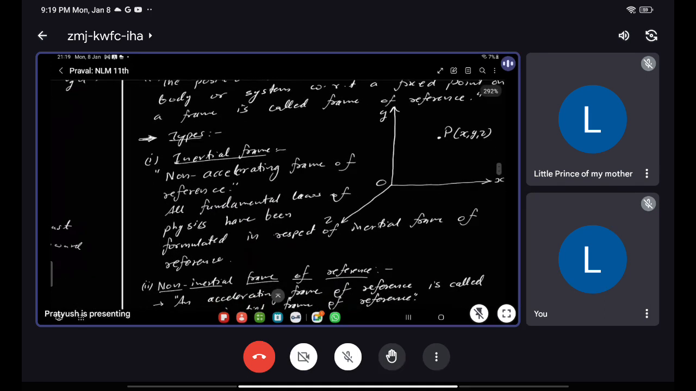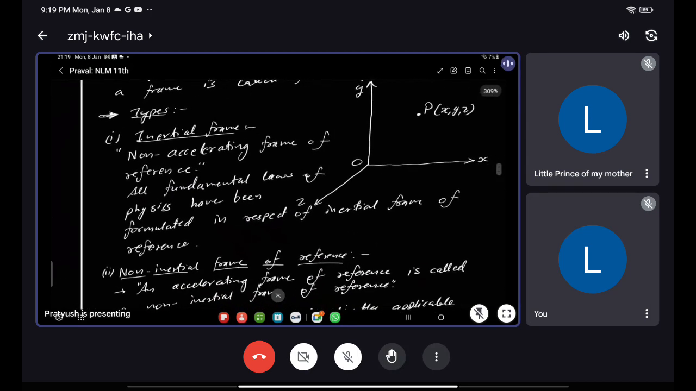Frame of reference is generally inertial or non-inertial. Inertial means what? Where we can apply Newton's laws. They are inertial frame of references, okay? And non-inertial frame of references where we cannot apply the Newton's laws without using a concept of pseudo force.